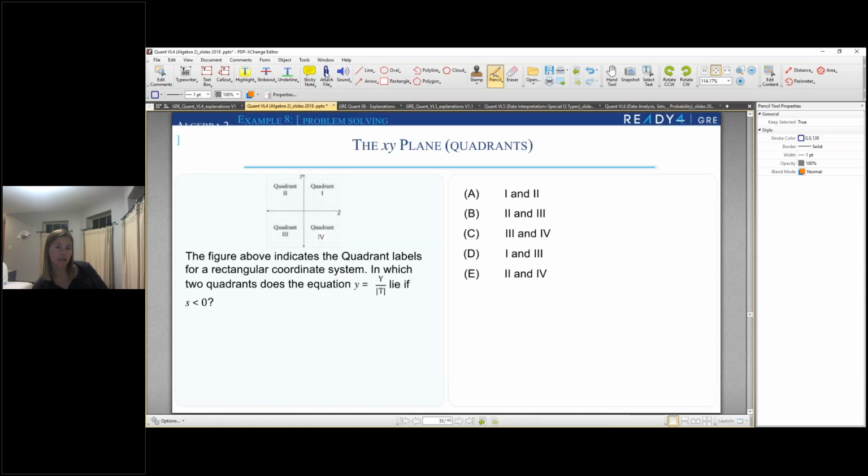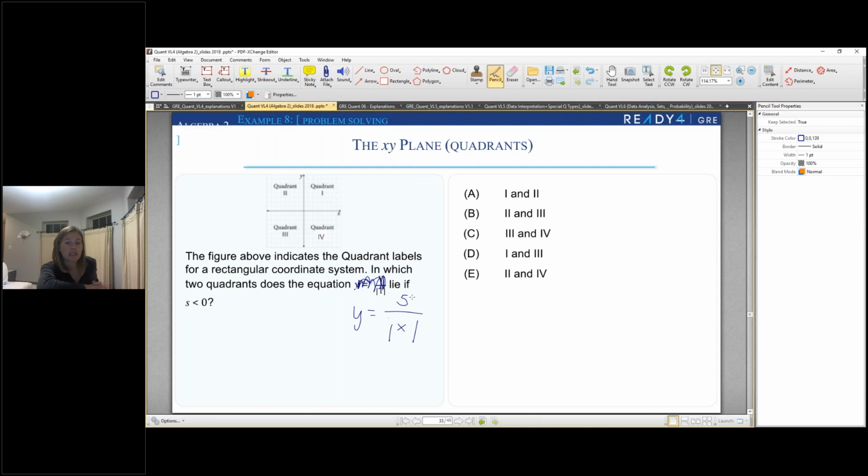Cool. So this should be Y is equal to S over absolute value of x. I don't know why I just drew that line really long. I don't know why I'm drawing this so terribly. There we go. Okay. Cool.